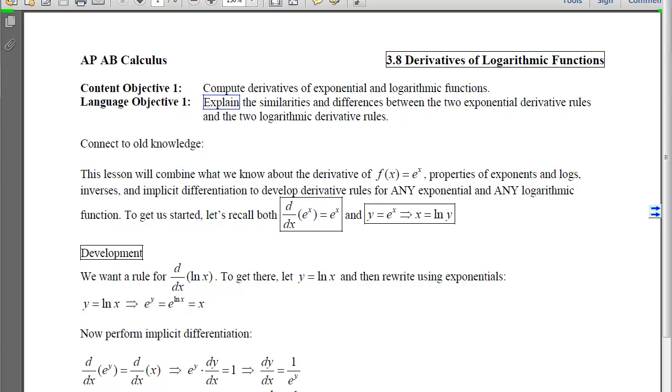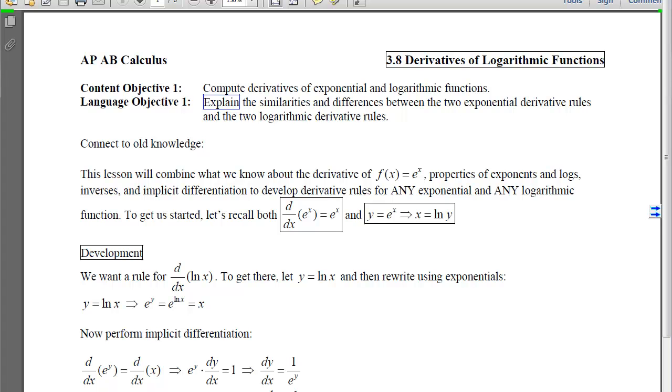This is section 3.8, derivatives of logarithmic functions. Our first objective is to compute derivatives of exponential and logarithmic functions. By the time you're done, I'd like you to be able to explain the similarities and differences between the two exponential derivative rules and the two logarithmic derivative rules.